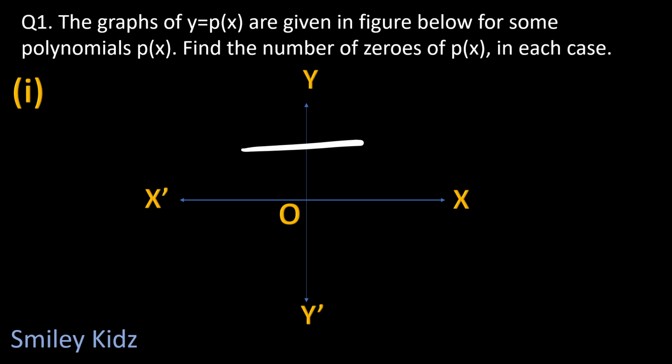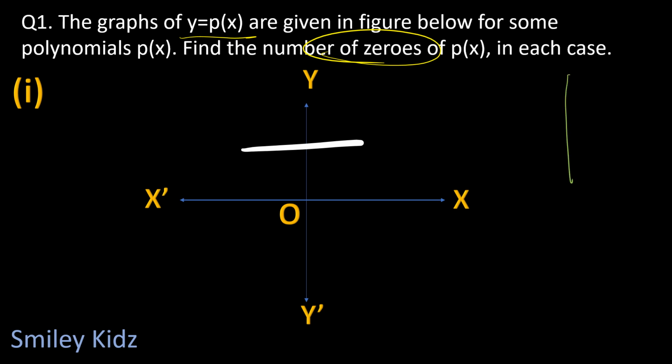The graphs of y is equal to p of x are given in the figure below for some polynomials p of x. Find the number of zeros of p of x in each case. In this question, we have 6 sub-questions which ask us to find the number of zeros, and they are just giving us the graph. So how do we find the number of zeros? Just by looking at the graph of the polynomial. You must always remember that the number of times the graph intersects the x-axis, those many zeros will be there.